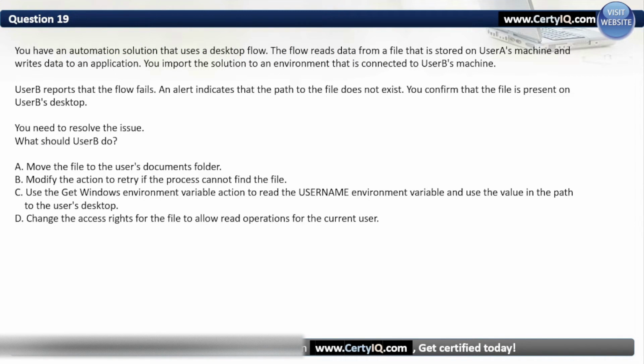Question 19. You have an automation solution that uses a desktop flow. The flow reads data from a file that is stored on user A's machine and writes data to an application. You import the solution to an environment that is connected to user B's machine. User B reports that the flow fails. An alert indicates that the path to the file does not exist. You confirm that the file is present on user B's desktop. You need to resolve the issue. What should user B do?